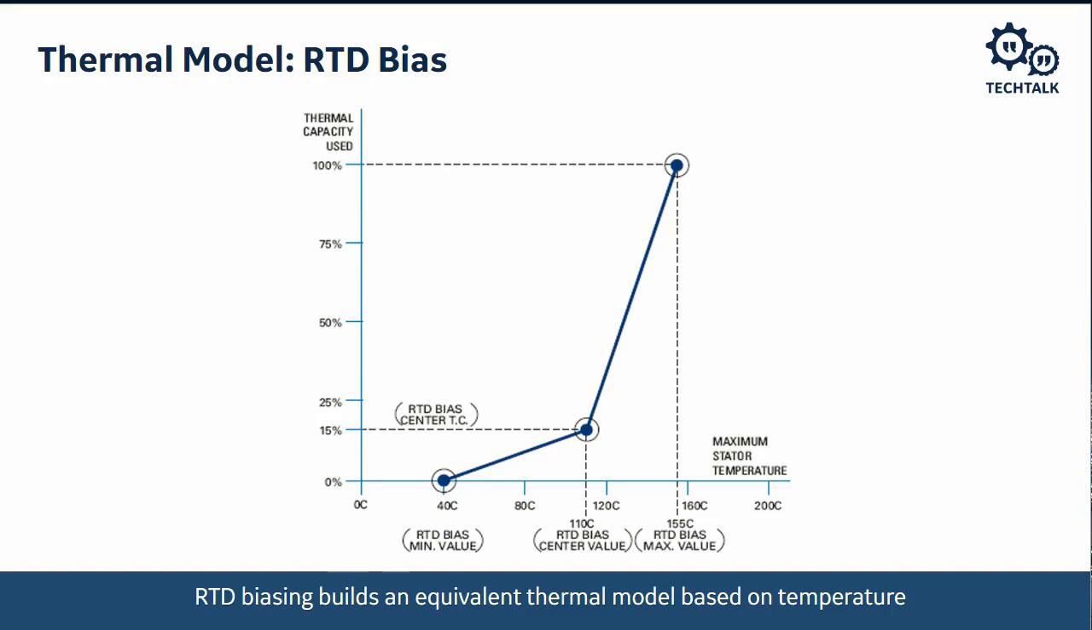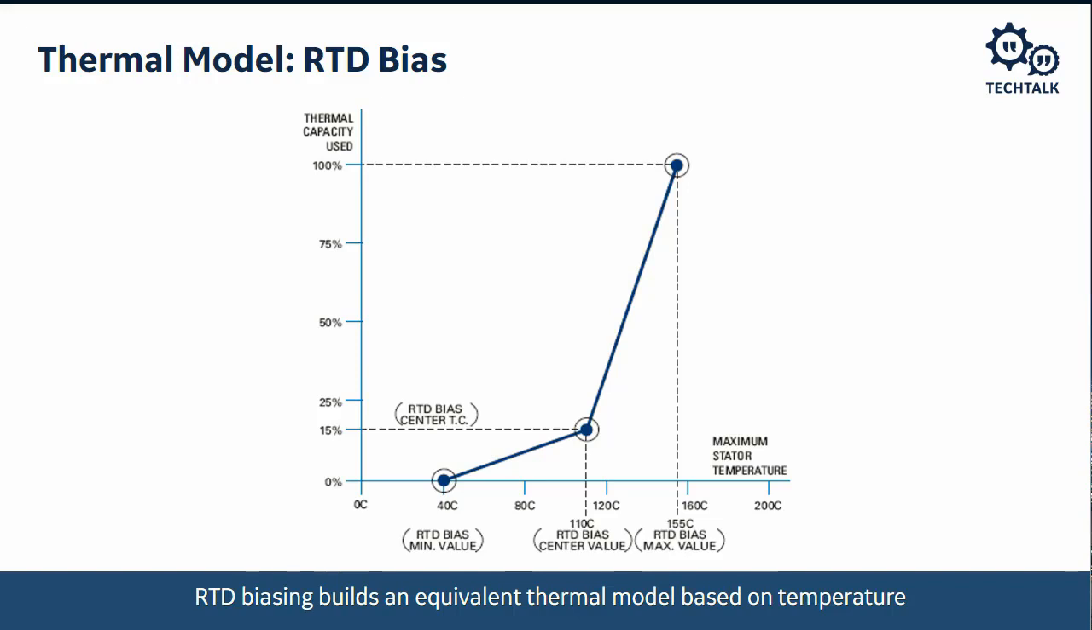What the RTD biasing does is it builds an alternate thermal model based on a minimum value, a center value, and a max value. And those are settings inside of the relay. The minimum value should be set to the design ambient of the motor. In this case, that is about 40 degrees C. That should be stamped onto the motor nameplate. The center value should be that 40 degrees C plus the rated temperature rise of the motor.